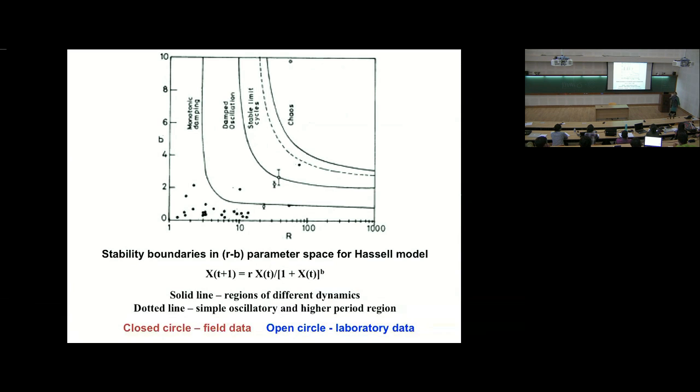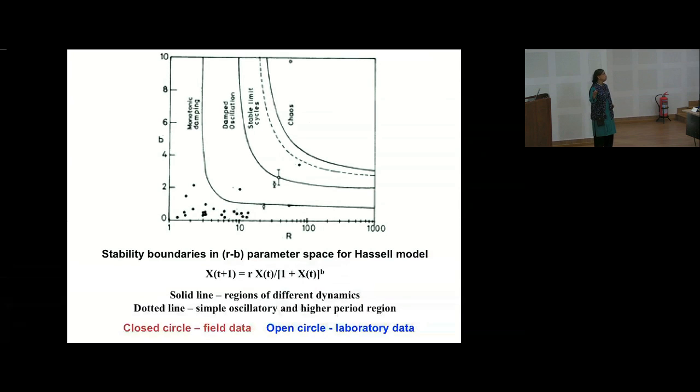Now they took the data and they put those B and R values onto this two-parameter plot. And almost all the dots are here. There's one here, there's probably one and one here. There's only one in chaotic.